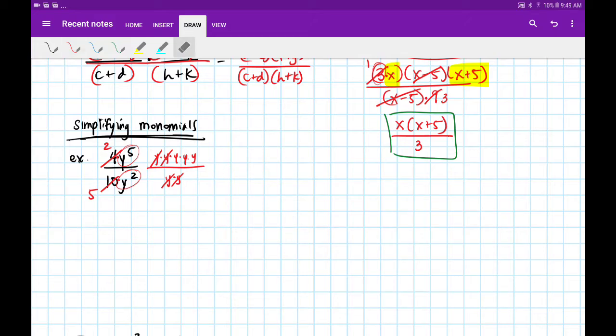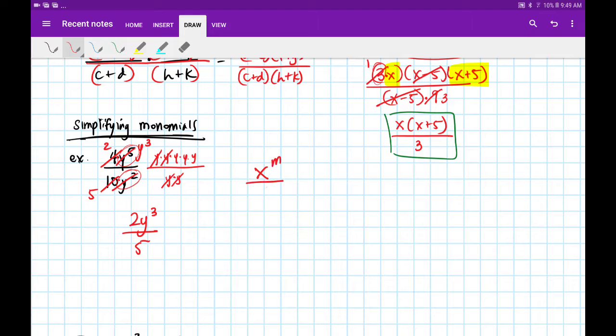So this 2 here, these y squared, they disappear, and then y to the 5th becomes y cubed by canceling. So my final answer here would be 2y cubed over 5, and that's simplified. But in general, I want to see what's going on with these monomials on the top and on the bottom.